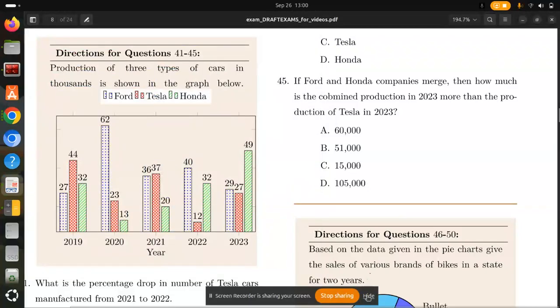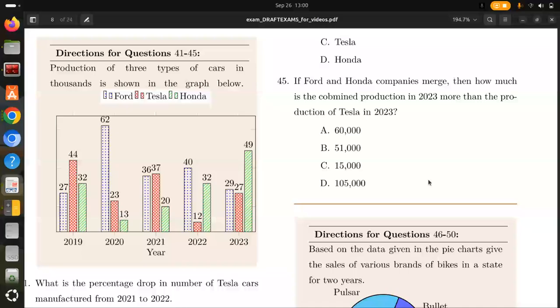Hello everyone. Let's continue our series of videos on the subject of data interpretation. So here I have a grouped bar chart question. In this video, I'm going to solve question number 41 to 45. This is the set of five questions that we are going to solve.